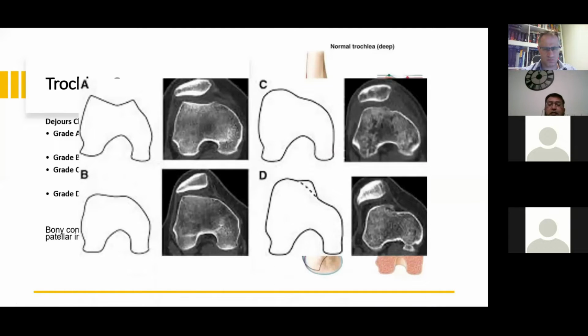Then this is the picture where we can see the fourth classification, grade D, and we can differentiate between C and D. In C, the medial femoral condyle is hypoplastic, while in D, there is a cliff pattern. We can see this in these pictures.